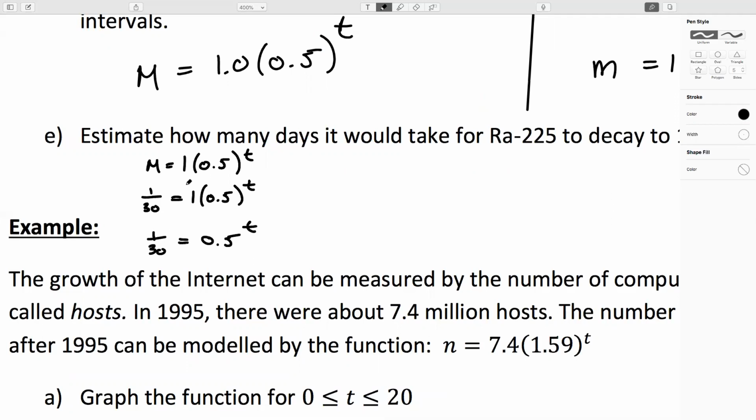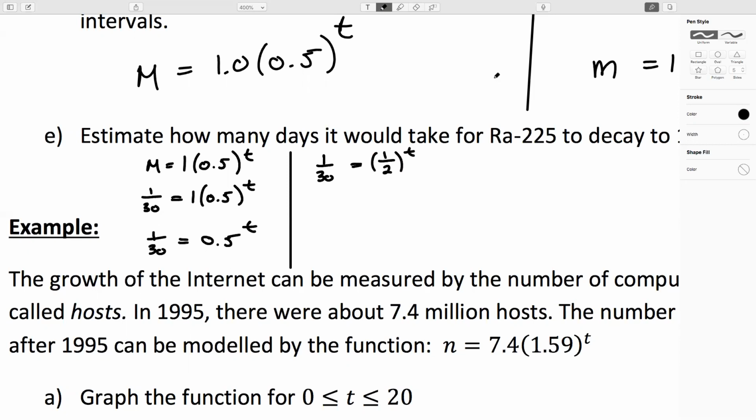There's a couple of ways that we can go about solving this. We can do it using guess and check. We can solve this using a technique called a logarithm, but we haven't done that yet. So I'm going to say guess and check is probably our best method. Another way to do it, if you can't recognize 1/30th, is we can use some exponent laws to simplify this a little bit further. All right, 0.5 is like 1/2.